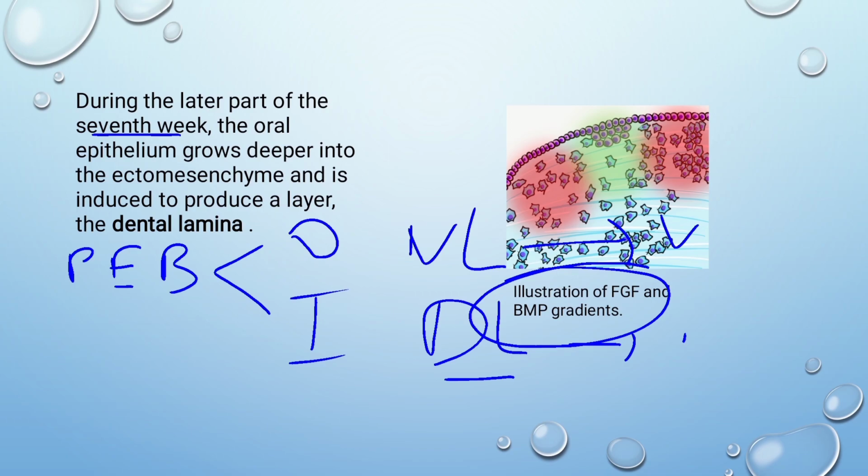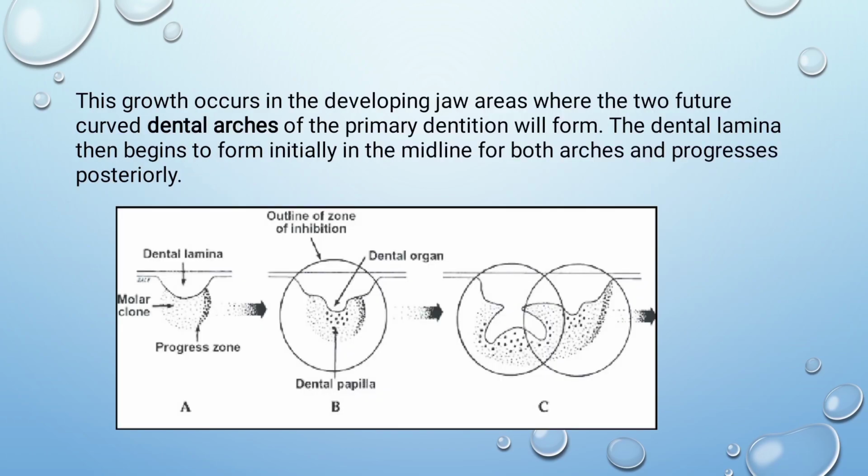FGF and BMP, these are actually the signal proteins which are involved in the proliferation and invagination to form the placode, dental placode or dental bud. So this growth occurs in the developing jaw areas where the future curved dental arches of the primary dentition will form. The dental lamina then begins to form eventually in the midline of both arches and progresses posteriorly.